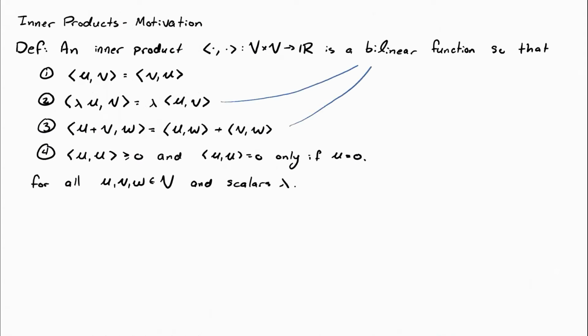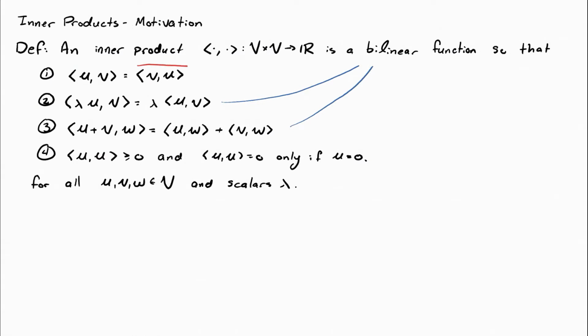Properties 2 and 3 are the bilinear part. Property 1 is only true for real inner products, which is all we do. For complex inner products, there's a complex conjugate after the equal. The fourth is perhaps the most interesting and useful property, as it implies that an inner product can act as a length. The standard example of an inner product is the dot product in Rn.